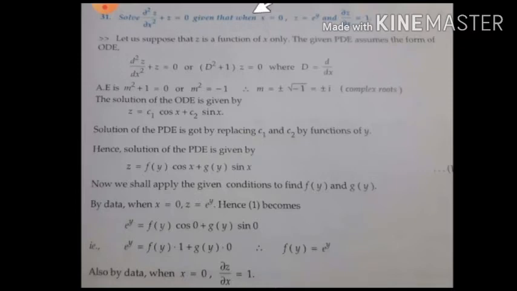Now, they asked you to solve a partial differential equation. Then they have given some conditions over here. The requirement of giving these conditions, I will discuss later. First, we will solve the first part of the problem. When they ask you to solve any partial differential equation, it means you need to find the dependent variable z. Now coming to the solution part, first consider z as a function of x only.